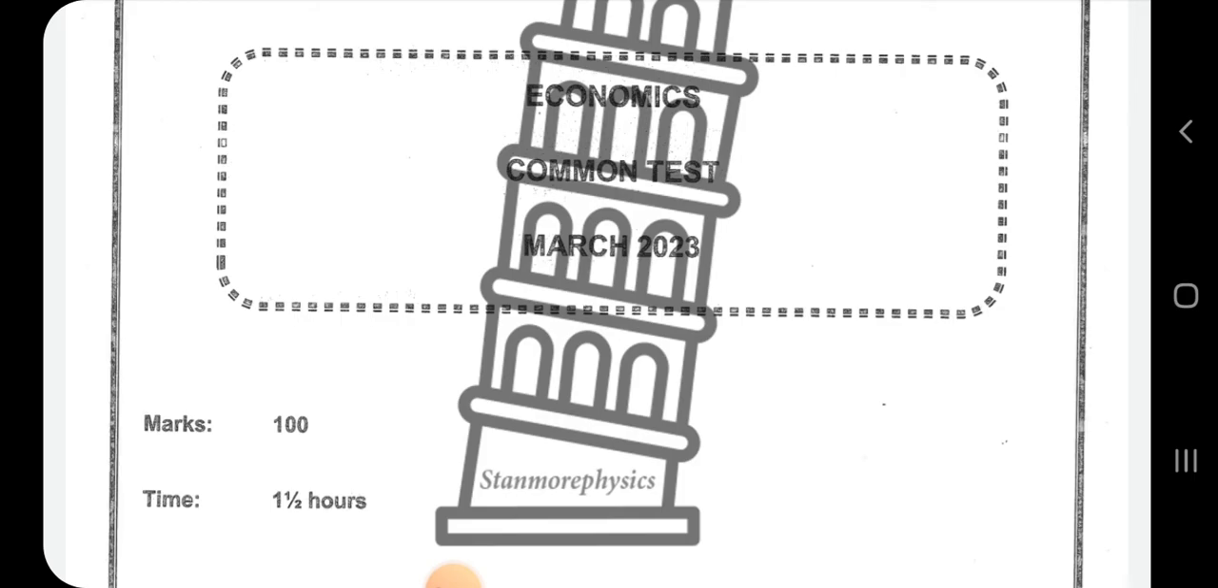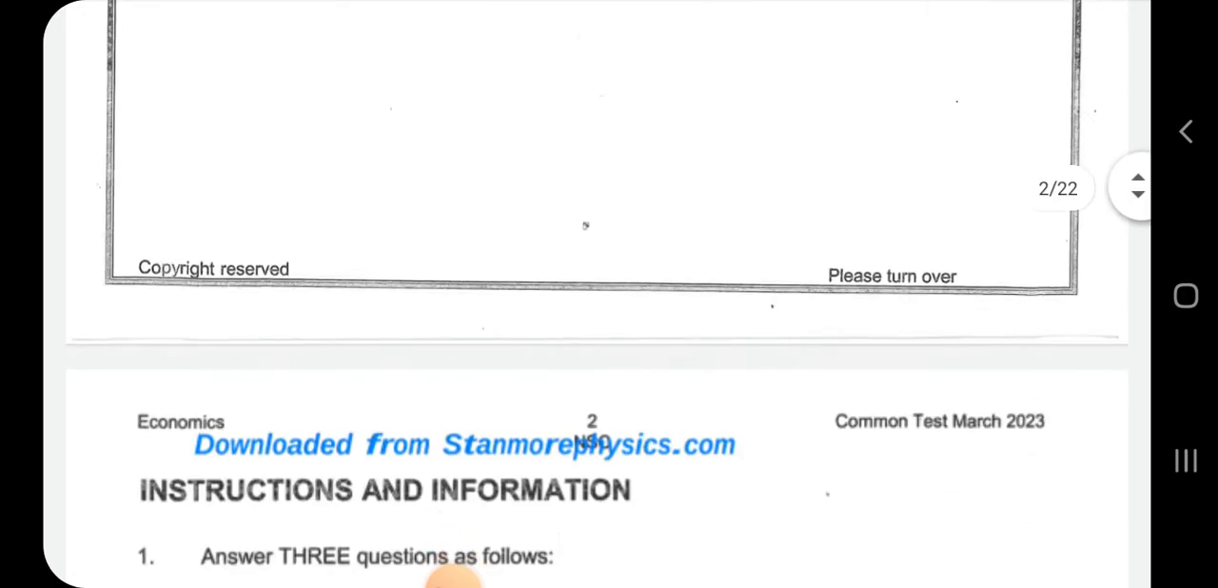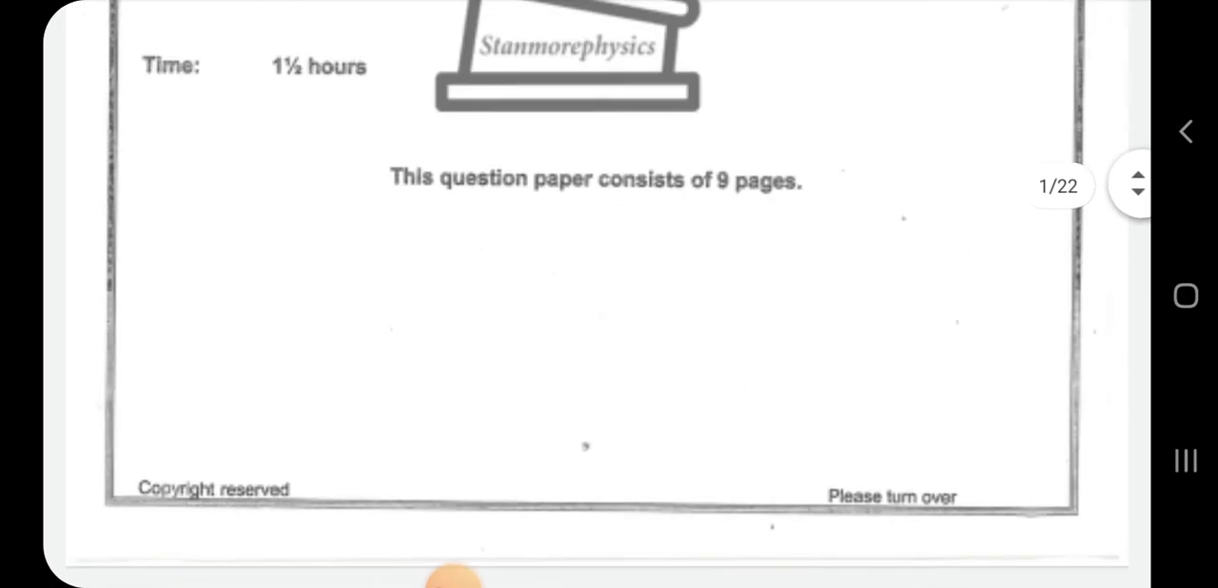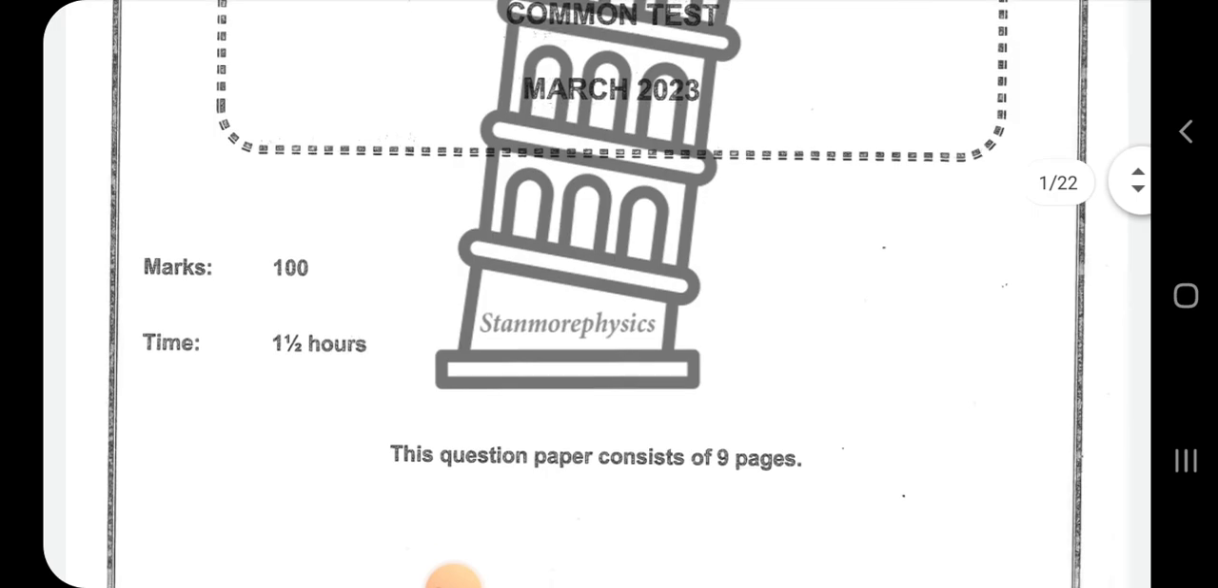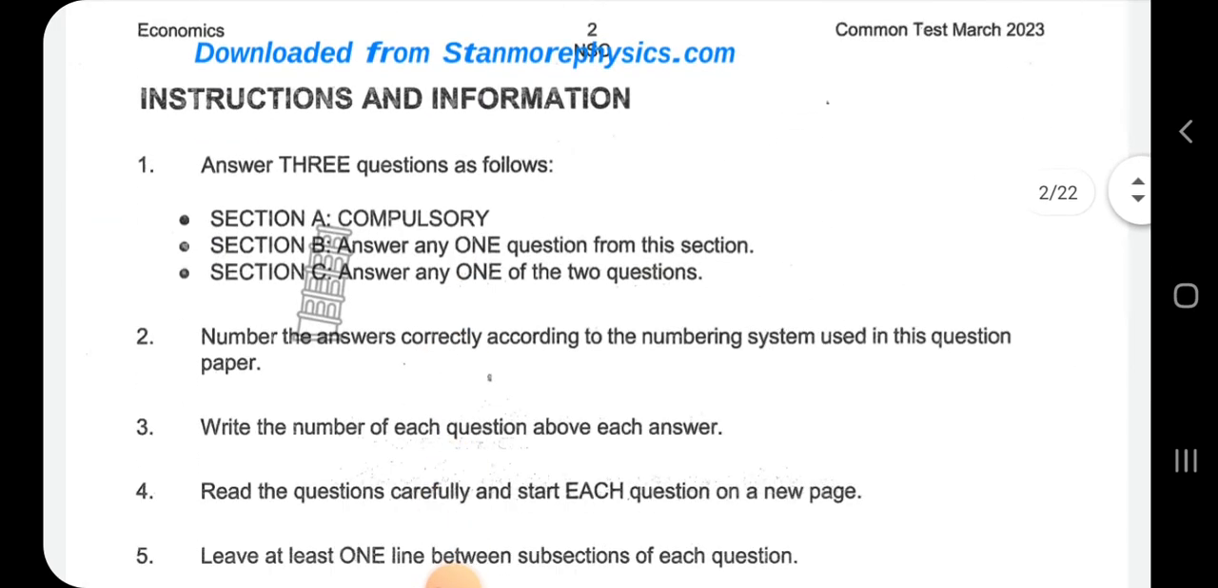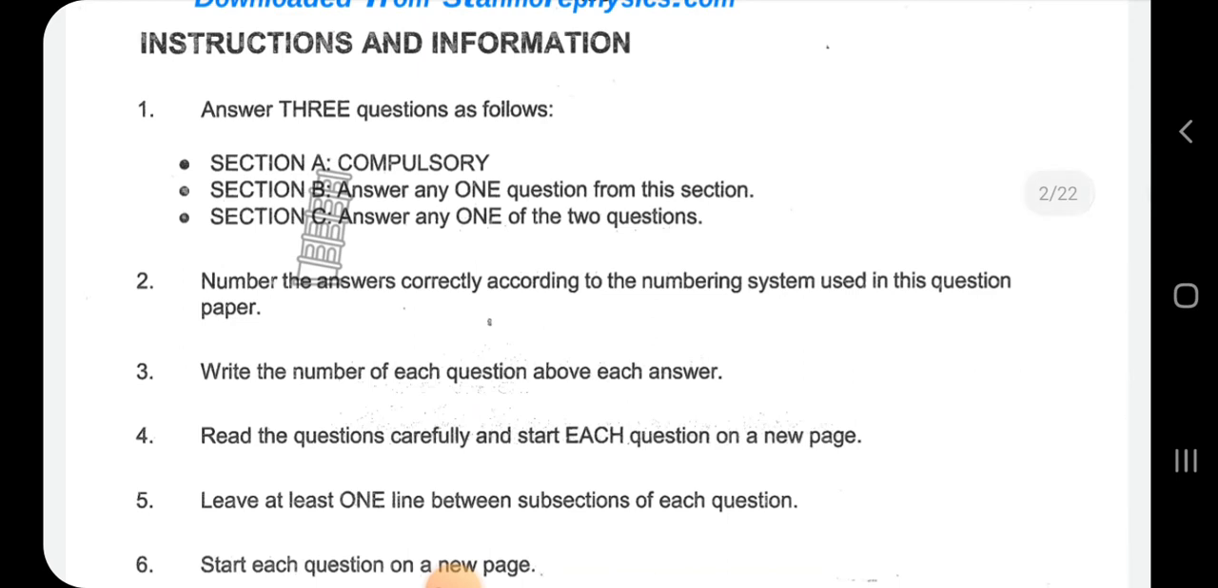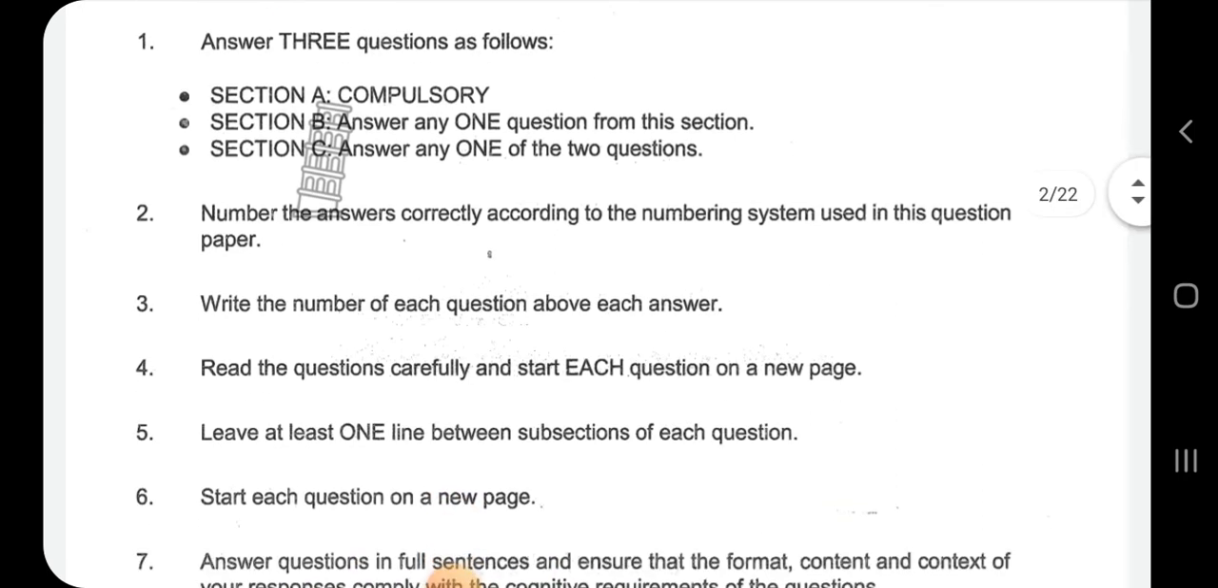Now, without wasting any more of your time, let's get right into it. So guys, the first page is your cover page, and then the second page will be instructions and information. Now you have to go through them. So in this question paper, for instruction and information number 1 says answer 3 questions as follows. Okay, so section A is compulsory.